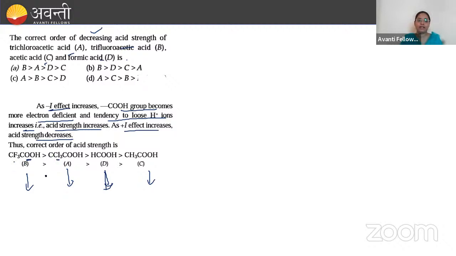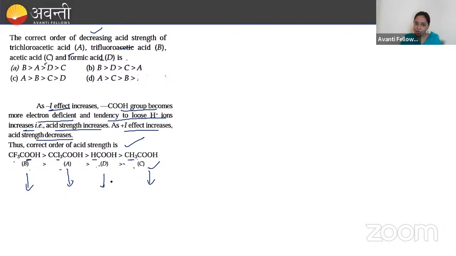Then the chlorine compound, and then formic acid and acetic acid. You can see in formic acid there is no electron withdrawing or donating group present. That's why it will be more acidic as compared to acetic acid, which has the donating CH3 group. So the correct order of acidic strength for these four molecules will be: trifluoroacetic acid, then trichloroacetic acid, then formic acid, and last one was acetic acid, right? Sorry for my mistake.